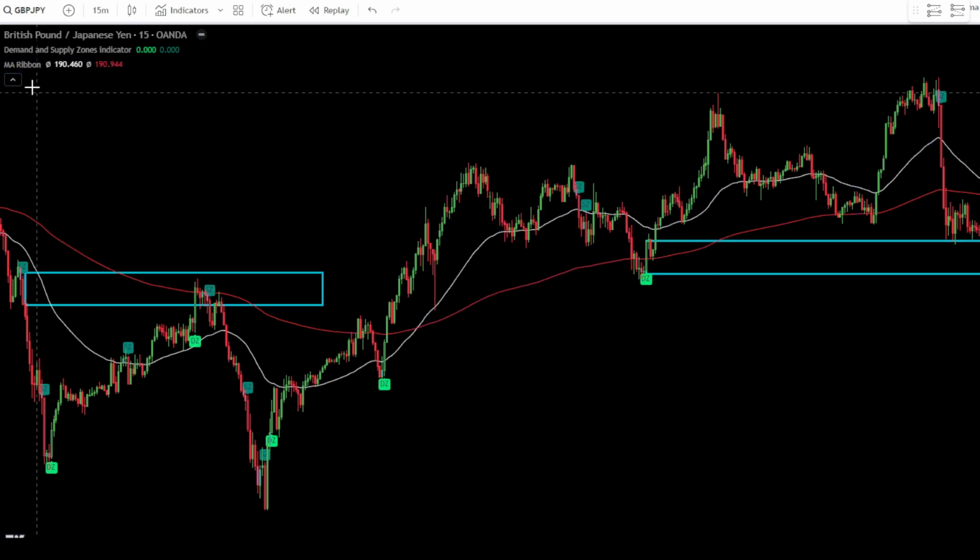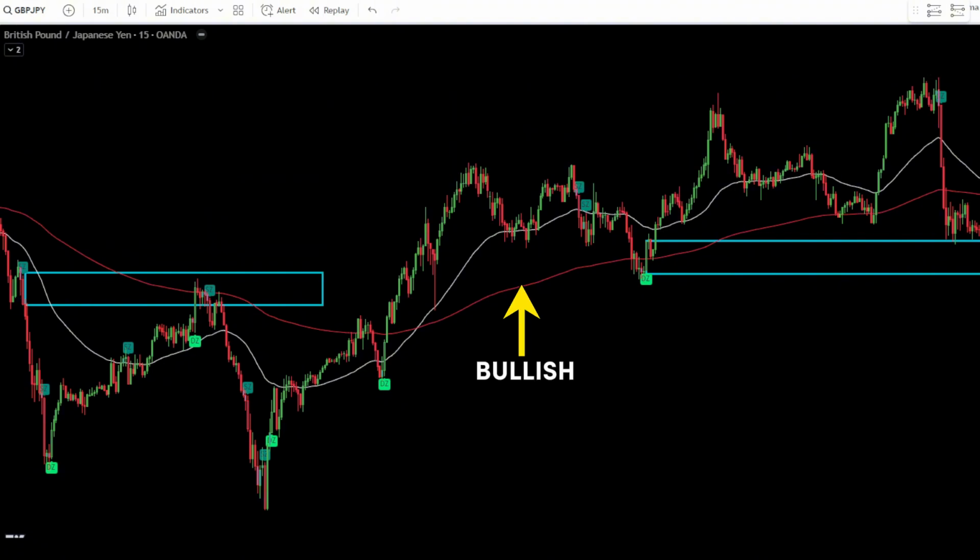This moving average ribbon indicator will act as a trend guide in the market. If the EMA 50 crosses above or stays above the EMA 200, it indicates a bullish trend. Conversely, if the EMA 50 crosses below or stays below the EMA 200, it indicates a bearish trend.